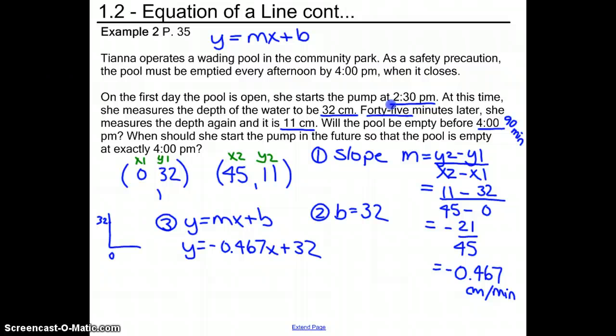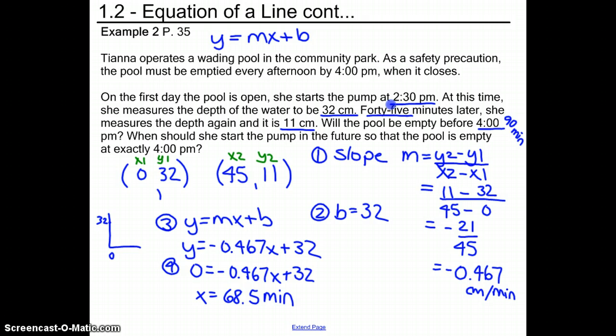So what should we plug in here? Okay, if the pool is empty, how deep is it? 0. So what do we want to plug 0 in for, y or x? Now remember, x is our minutes, so y is our depth. So we'll plug in, this is step number 4, plug in 0 for y, because that would be when the pool is 0 centimeters deep. So 0 equals negative 0.467x plus 32. Again, you're going to move things around to find that x equals 68.5 minutes.